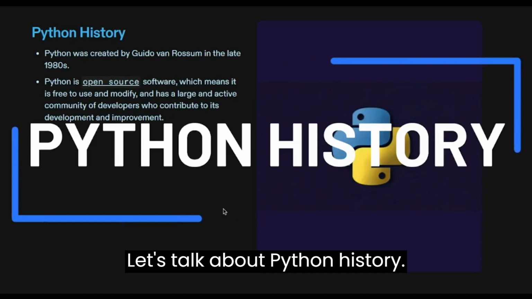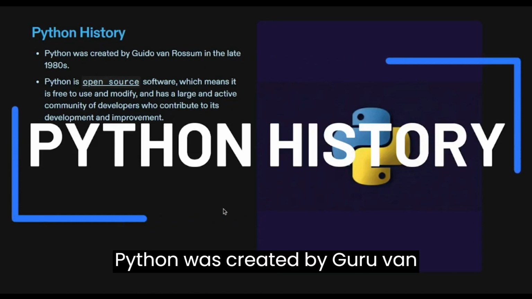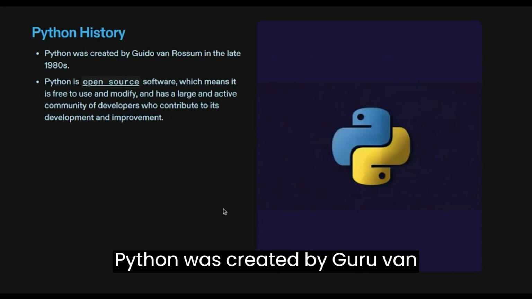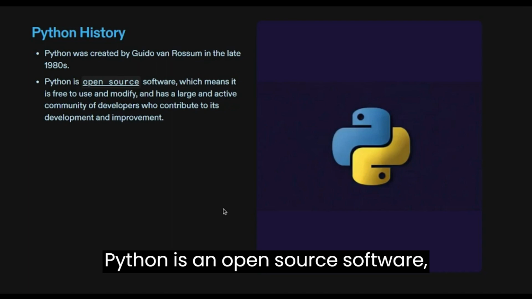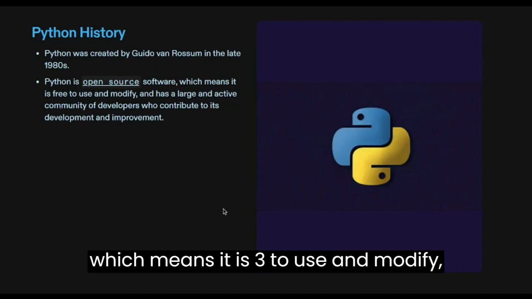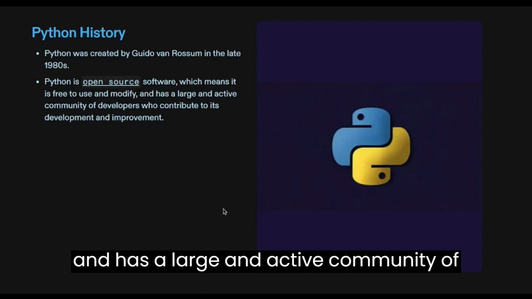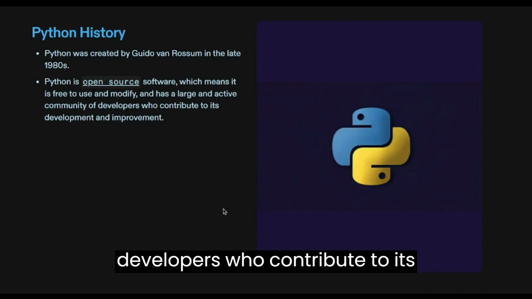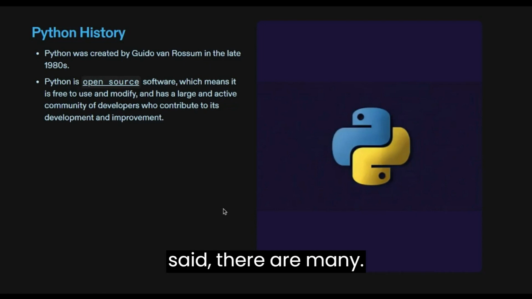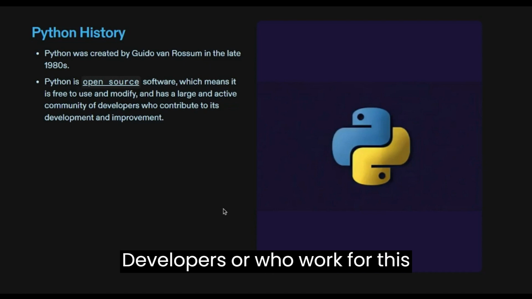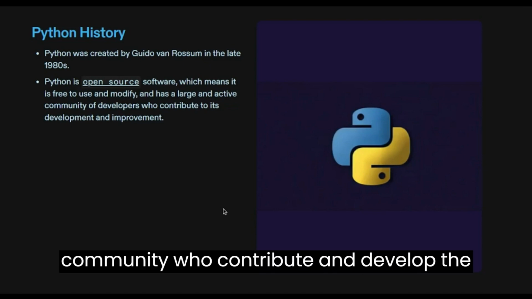Let's talk about Python history. Python was created by Guido van Rossum in the late 1980s, around 40 years ago. Python is open source software, which means it is free to use and modify, and has a large and active community of developers who contribute to its development and improvement. As I said, there are many developers who work for this community who contribute and develop Python.